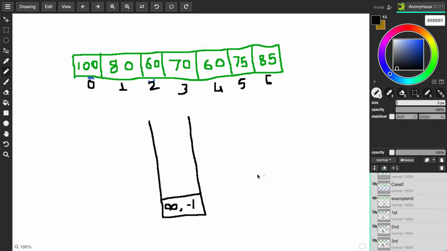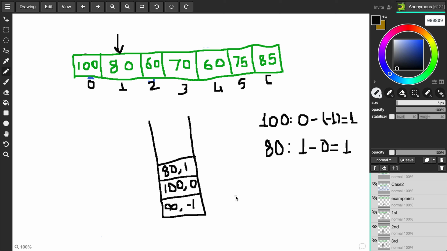Let's run through our example using the stack. I have initialized the stack with infinity and -1. When we take this first element, we compare it with the top element, and we see that it's smaller, so we get the answer for this one: the index of the current element minus the index of the top element, which gives us 1. We go to the second element, which is 80, and it is also smaller than the first element.